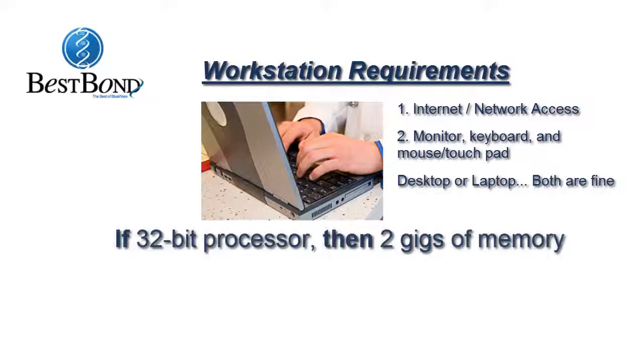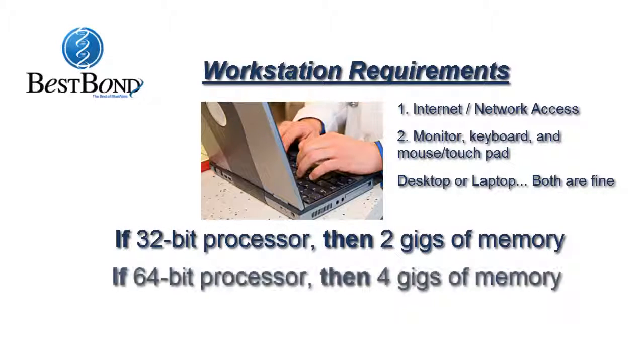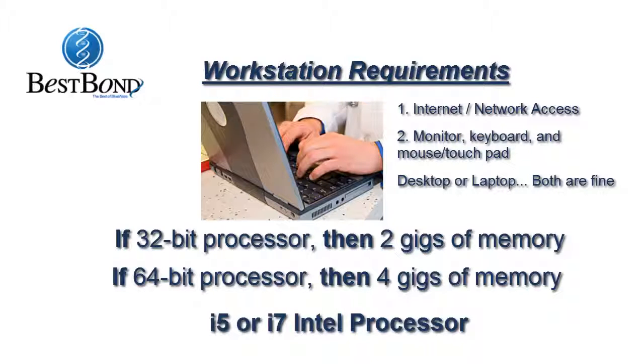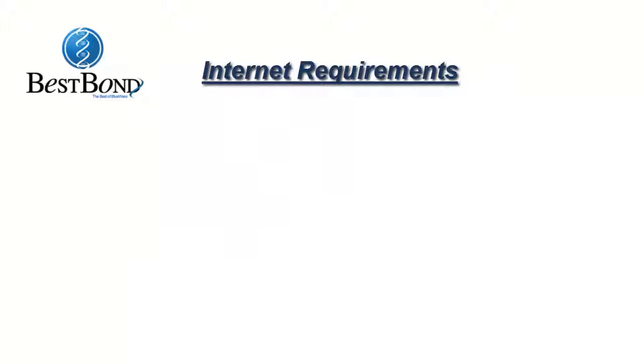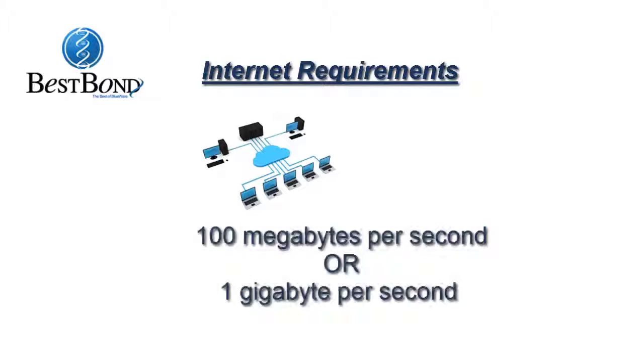If you have a 32-bit processor, it needs to have 2 gigs of memory. Or, if you have a 64-bit processor, it needs to have 4 gigs of memory. BestBond works best with either an i5 or i7 Intel processor. Sometimes your organization will allow you to access BestBond from the World Wide Web, and other times you are isolated to only use the organization's network. Ideal speeds for your network to use BestBond are generally 100 megabytes per second or 1 gigabyte per second.